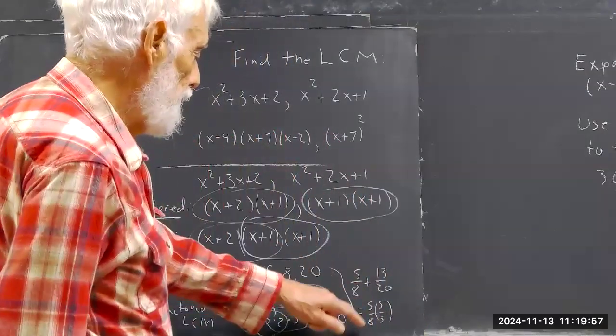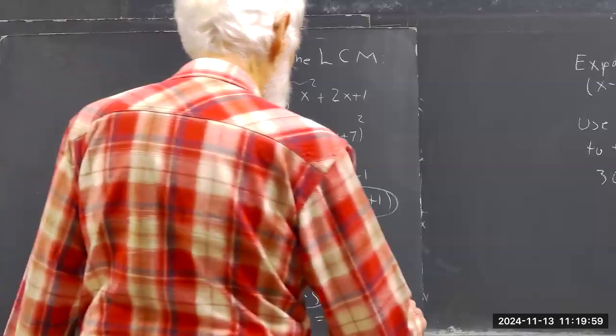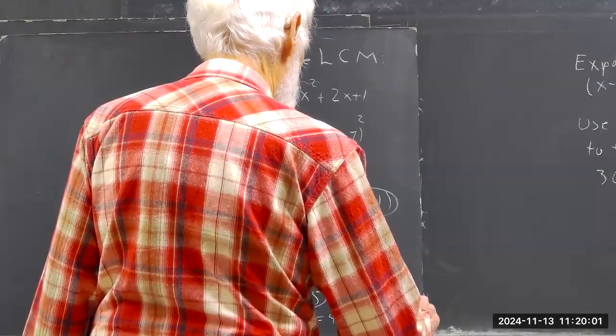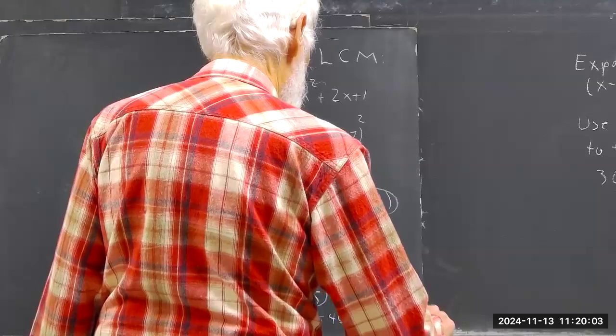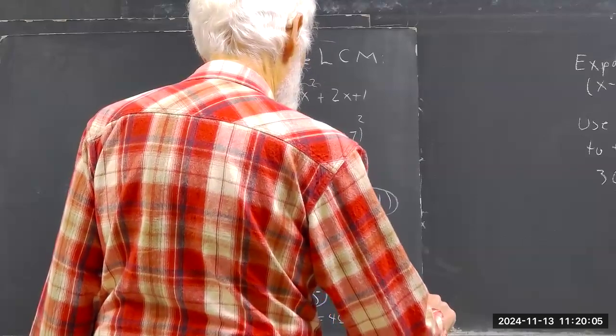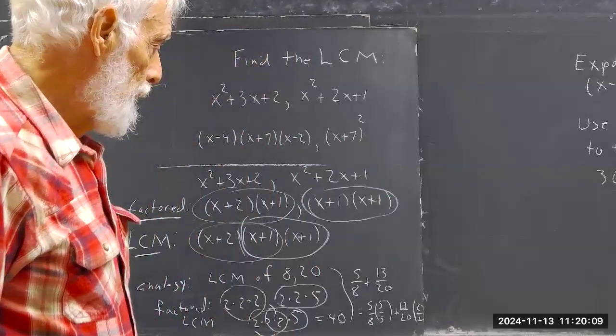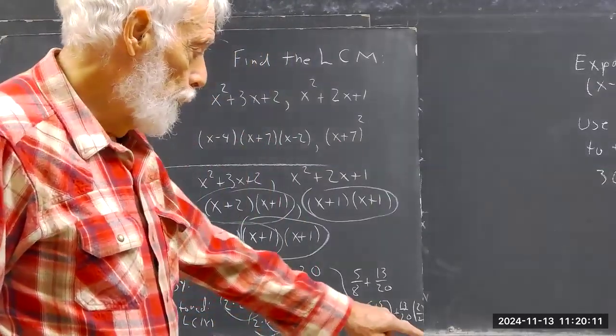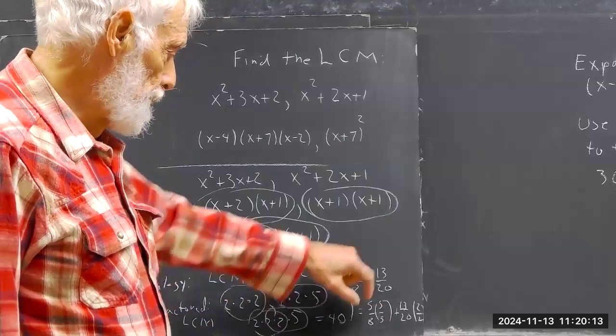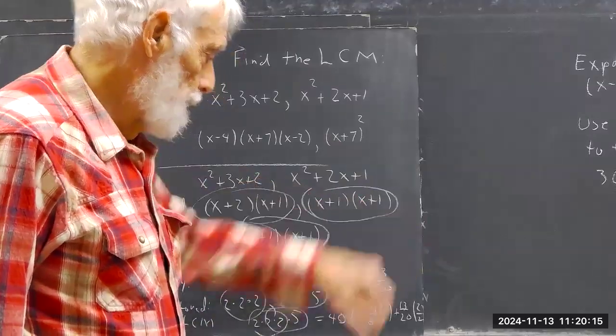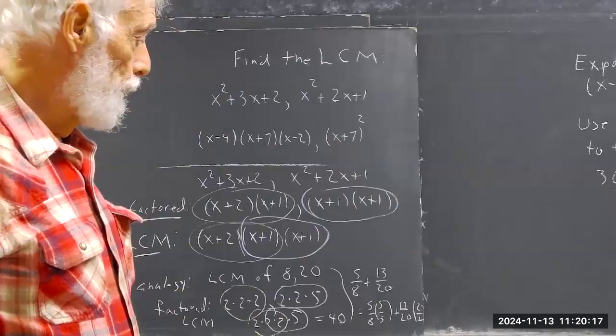So you do 5/8 times 5/5 plus 13/20 times 2/2. Then your denominators will both be 40, and you can add your numerators, which will be 25 and 26. You get 51/40.